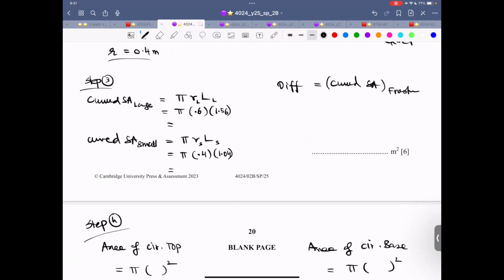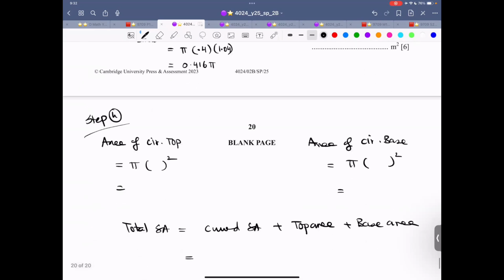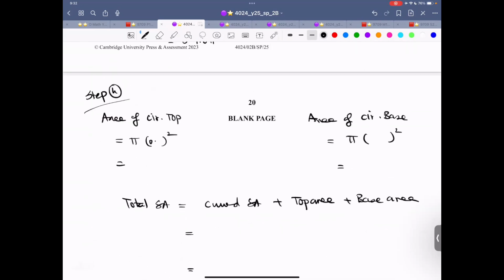Now let me just work in terms of this. The large one is 0.936 pi. The small one is 0.416 pi. I'm working in terms of pi throughout. 0.936 pi minus 0.416 pi, take pi common, and this comes out to be 0.52 pi. Got the idea? That is the curved surface area of the frustum. For the circular top, the radius is 0.4. For the circular base, the radius is 0.6. So this is coming out to be 0.16 pi, and this is coming out to be 0.36 pi.